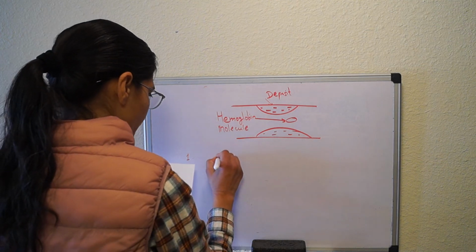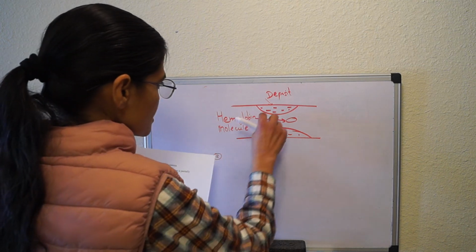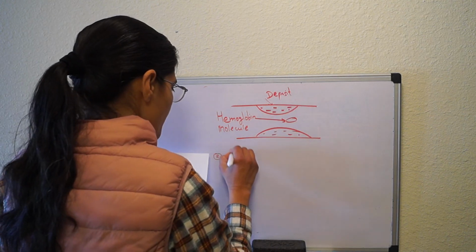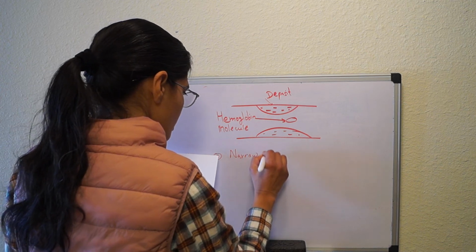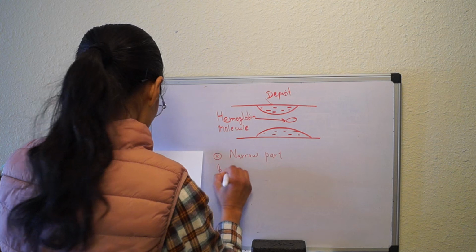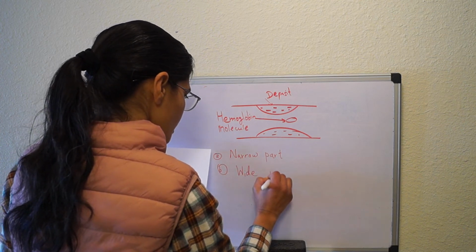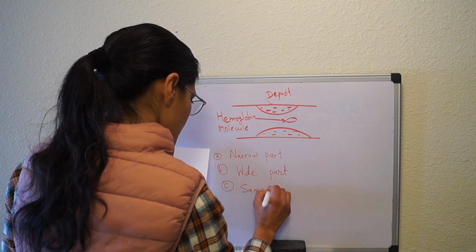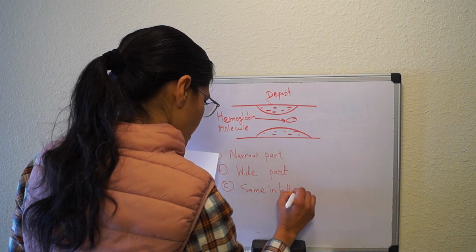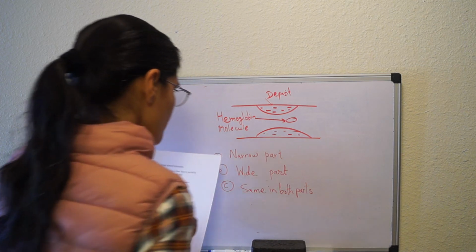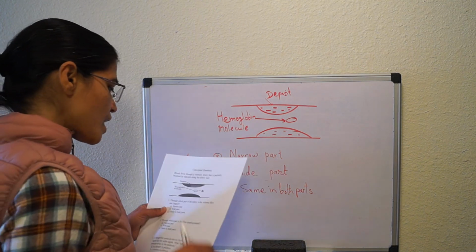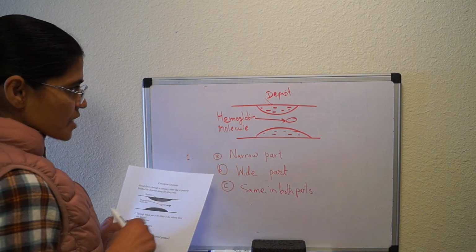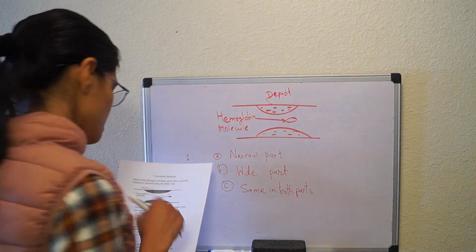You see this is a wider part, here is a narrow part, right? So the options are: A, narrow part; B, wide part; C, same in both parts. Okay, so again I'm going to read this question. Through which part of the artery is the volume flow rate largest? Which part do you think is the largest? Narrow part, through the wide part, or same in both parts?